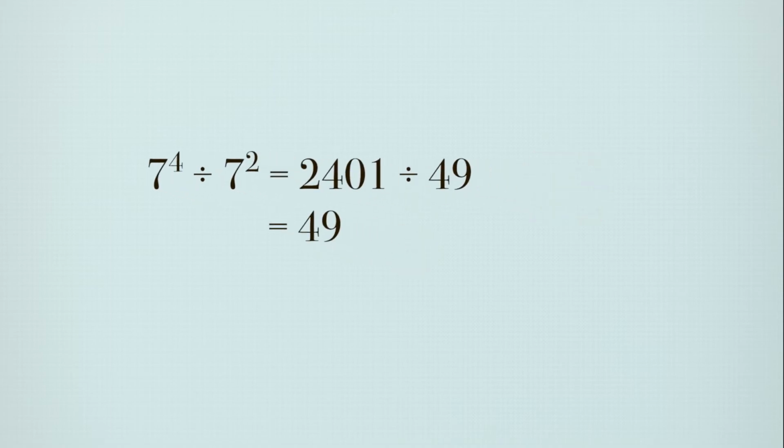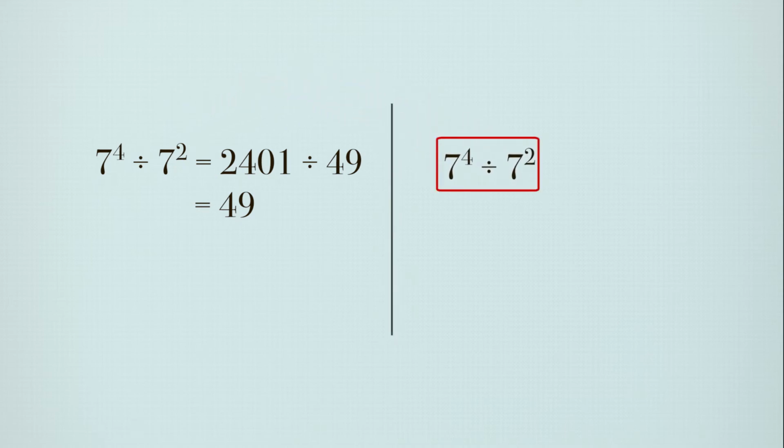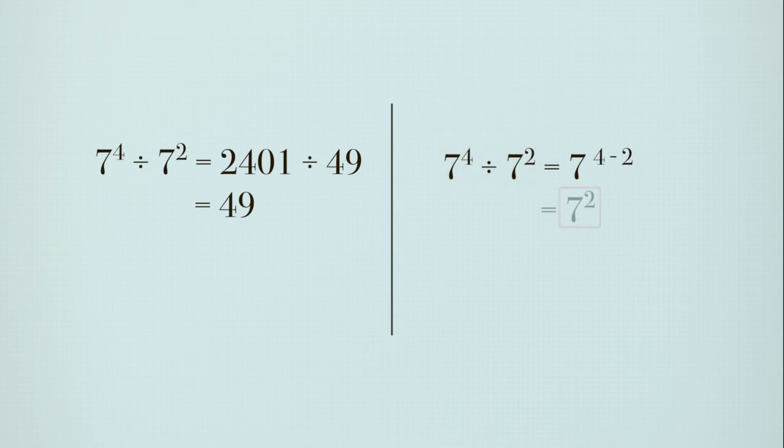Now we can also do it in another way, using the laws of indices. Here the bases are the same, which is 7. So we use this law of indices and subtract the indices to get 7 squared, or 49, which is the same value we obtained earlier.